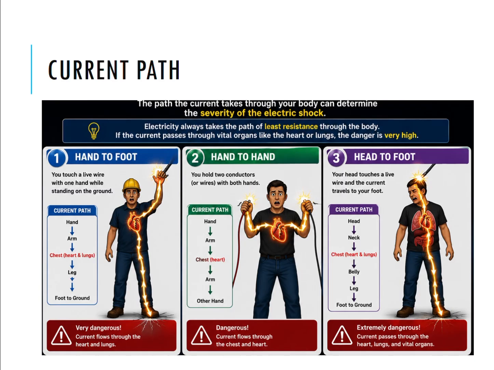And the next is head to foot. This one is extremely dangerous because current flows through your head, where your brain is, through your chest, where your heart and lungs are, and through your belly, where you have other organs, down to your foot. So the path current takes through the victim's body can also determine the severity of the accident.